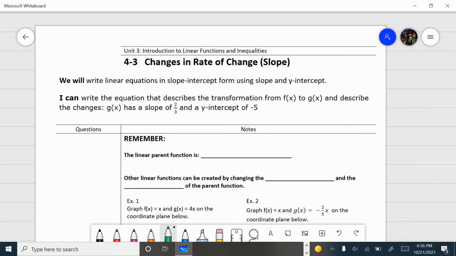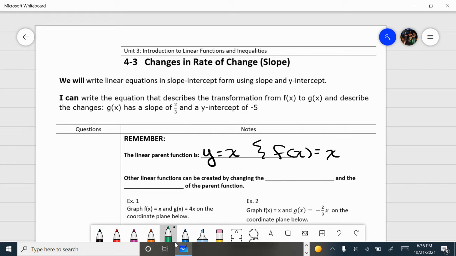So if you will recall, the linear parent function is y equals x. Now we can write it as f of x equals x, and that's the same thing. That's just the function notation for it.